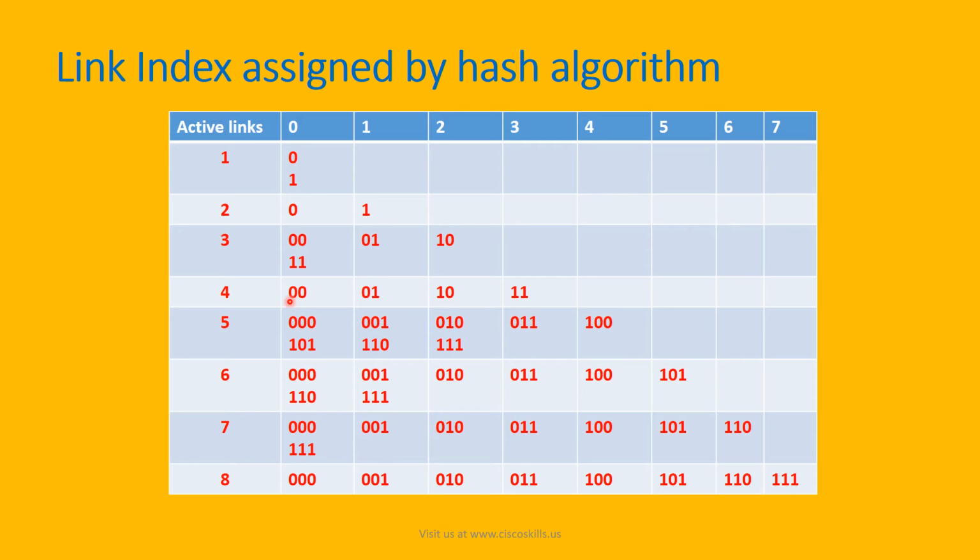Now if we have 4 links, after the XOR or the bit operation, if the result is 0, 0, link 0 will be used. 0, 1, link 1 will be used. 1, 0, link number 2 will be used. 1, 1, link number 3 will be used.